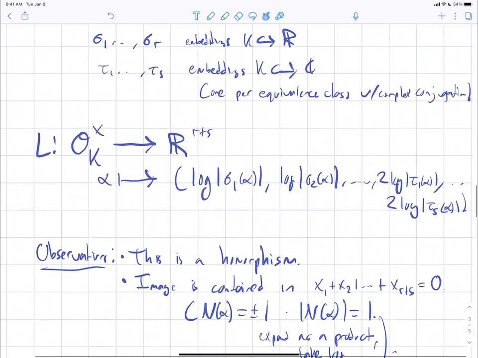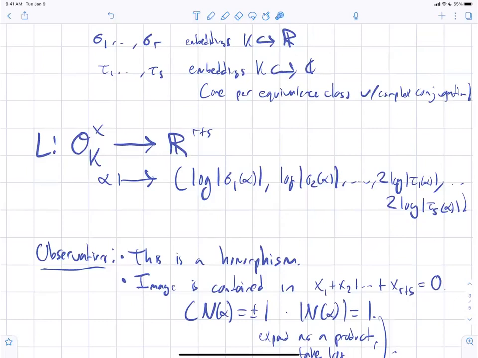free, because if we're in some open ball around 0, and here we can just do it in R to R plus S. Okay, and then that means the log of all the absolute values are bounded by some constant. But then in particular, the absolute values themselves are bounded by e to that constant. So the absolute values are all bounded by a constant, and so the things as elements of OK are bounded by that constant.